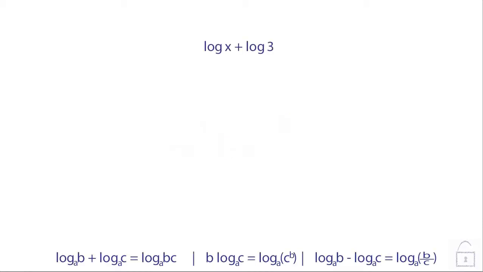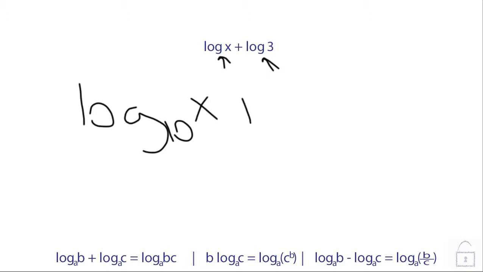All right, looking at this first one, we have log x plus log 3. And if you notice, we don't have any log bases, but we actually do. They're implied bases of 10. So whenever you don't see a base, you know it's an implied base of 10. So we can rewrite this as log base 10 of x plus log base 10 of 3.